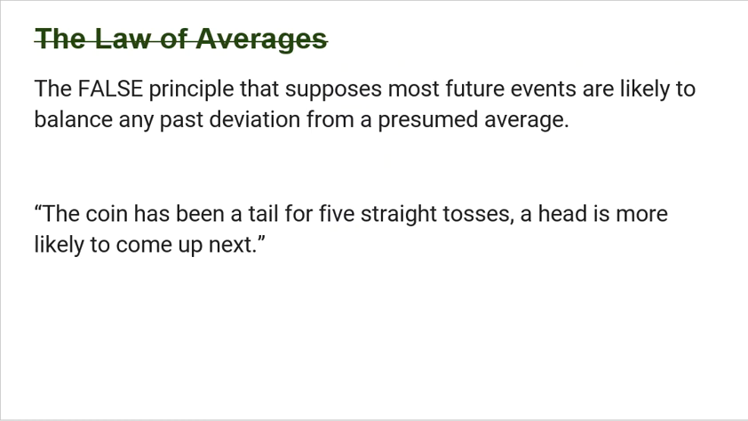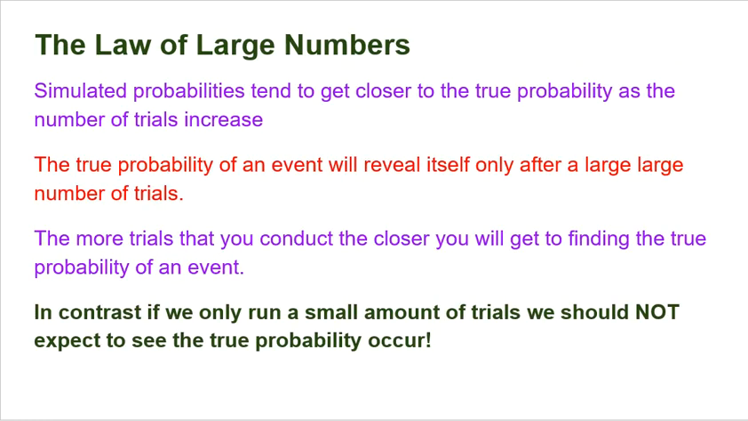If you are into sports, you could even think about a baseball player. You could say, oh, that baseball player hasn't gotten a hit in 5 at-bats. He's due to get a hit. No, right? That's just not how it works. Things don't just average out because they're supposed to. So the law of averages is not true. What's true is the law of large numbers. The true probability of an event will only be seen if you do it a whole bunch of times, over and over and over again.